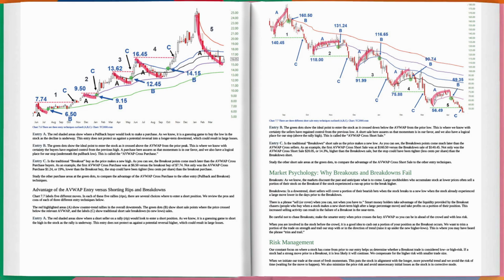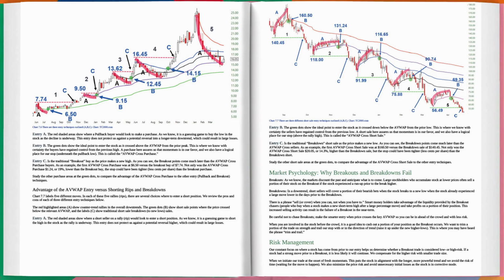The red highlighted areas, A, show counter-trend rallies in the overall downtrends. The green dots, B, show short sale points where the price crossed below the relevant AVWAP, and the labels, C, show traditional short sale breakdown to new lows sales.